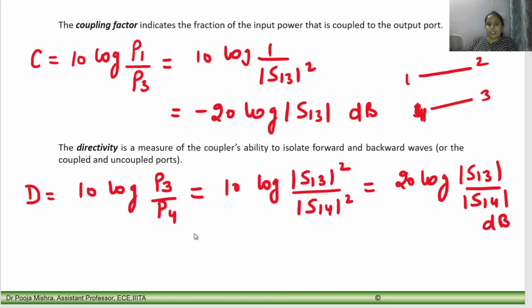However, this is not the case. You have 3 dB directional coupler, 10 dB directional coupler, 20 dB directional coupler, 30 dB directional coupler. What this 10 dB, 3 dB, 20 dB coupler shows is the coupling coefficient, not the directivity. The directivity of an ideal directional coupler is infinite. However, if a 10 dB coupler is given to you, this 10 dB shows the coupling coefficient, not the directivity. This you should remember.